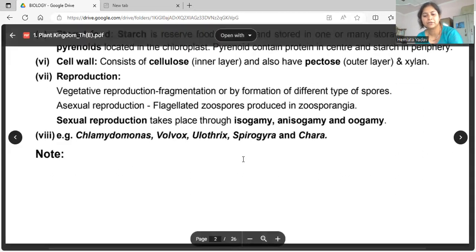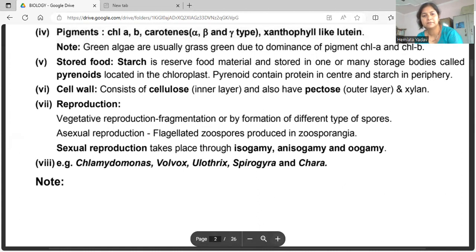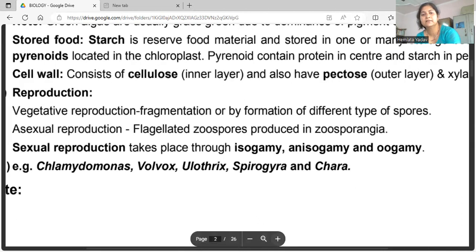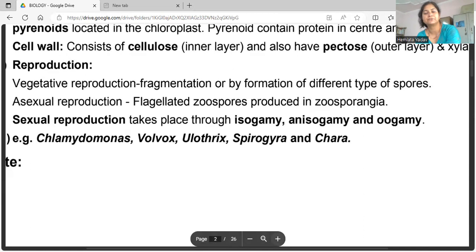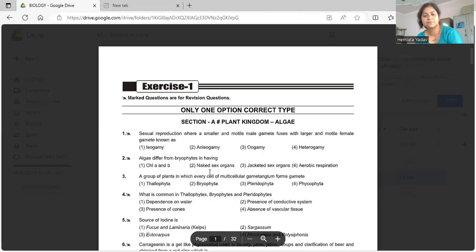So reproduction will be of these types, and asexually by the flagellated spores produced in the zoosporangia. Flagellated spores banenge asexual spores, and the sexual reproduction take place isogamy and anisogamy. Example: Chlamydomonas, Volvox, Ulothrix, Spirogyra, Chara. इसमें रहेंगे. So this we are understanding.